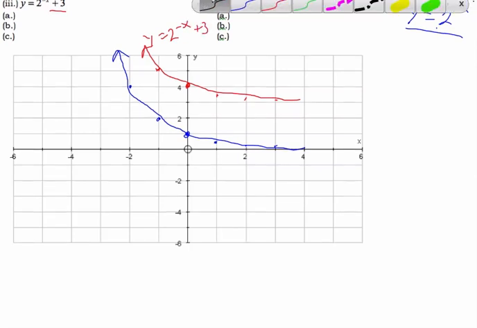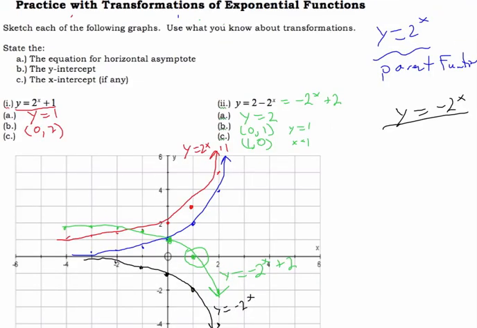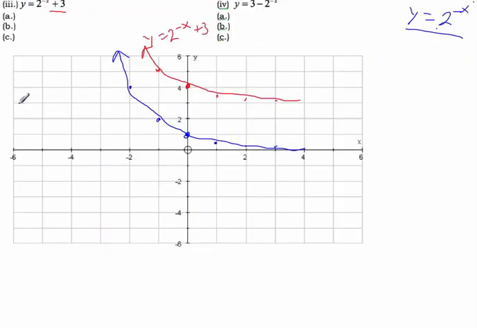And I guess now we can answer these questions actually. So part A was the equation of the horizontal asymptote, so that's going to be y equals 3, same as this number. Okay, the coordinates of the y-intercept and x-intercept. So the y-intercept here is 0, 4, and there's no x-intercept.